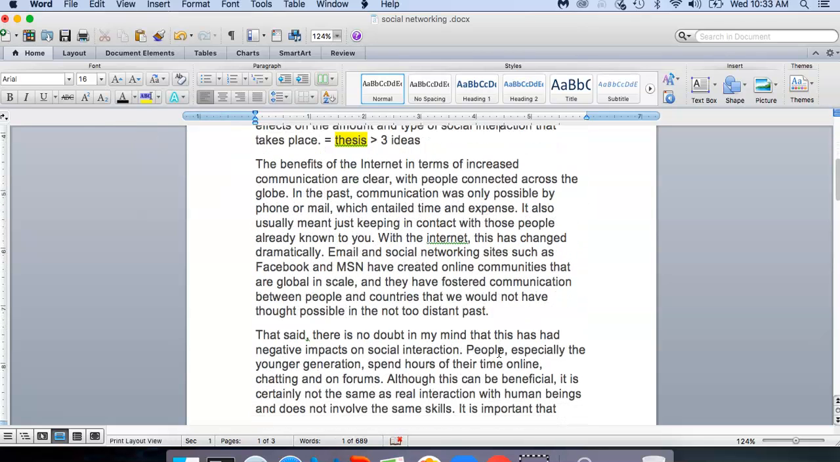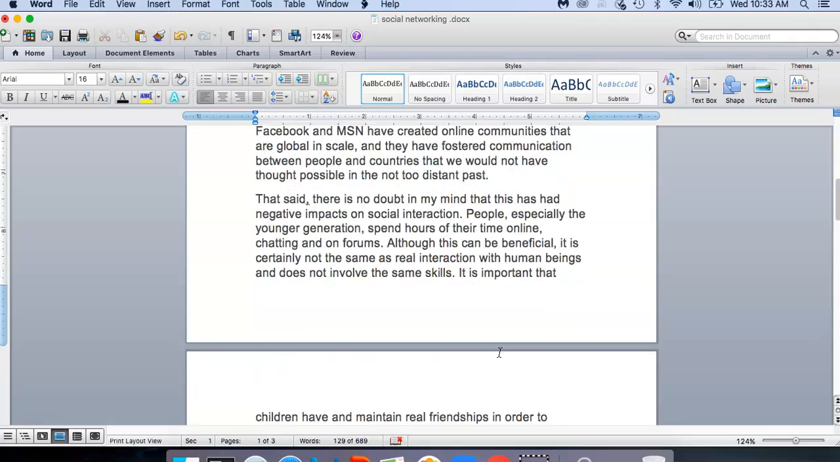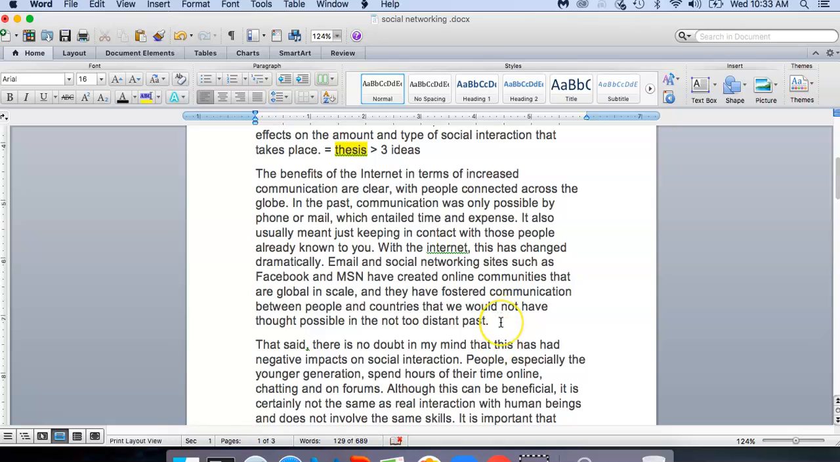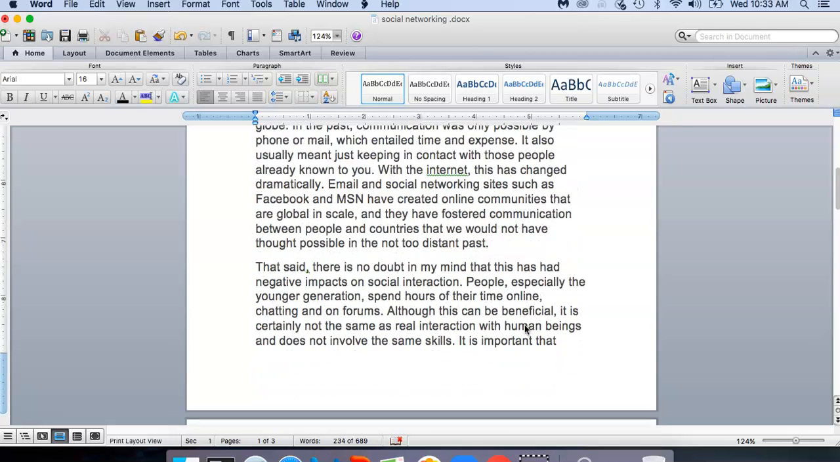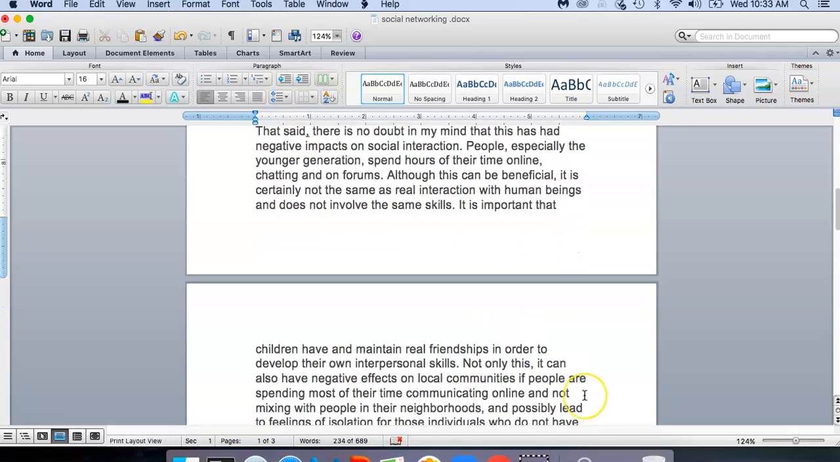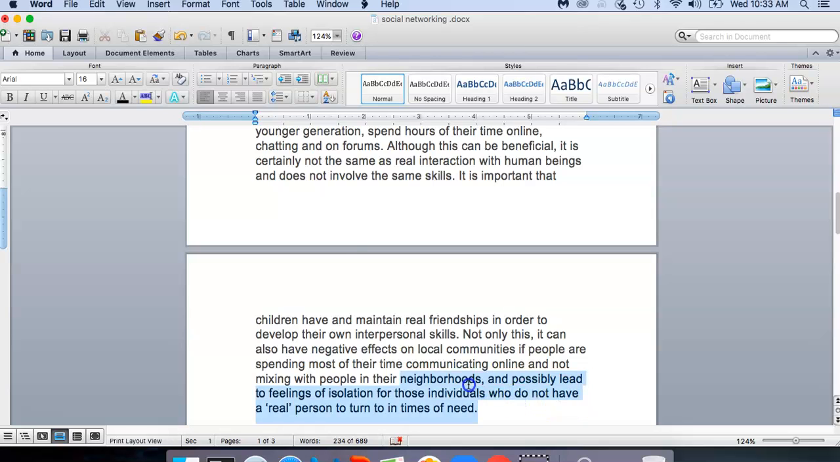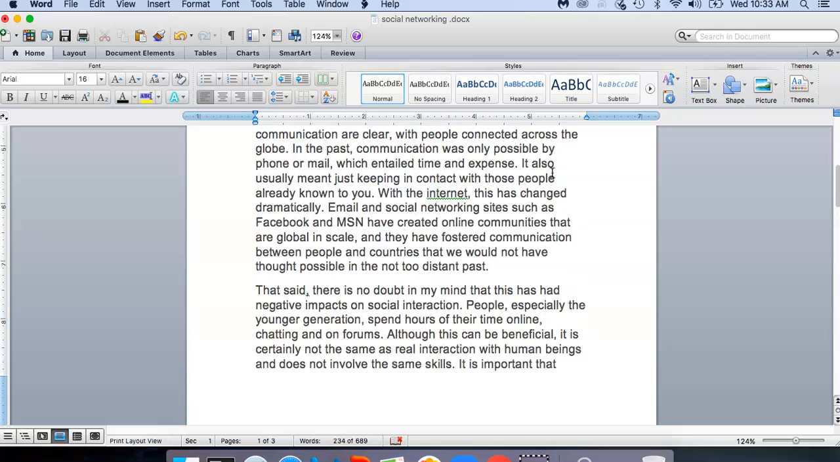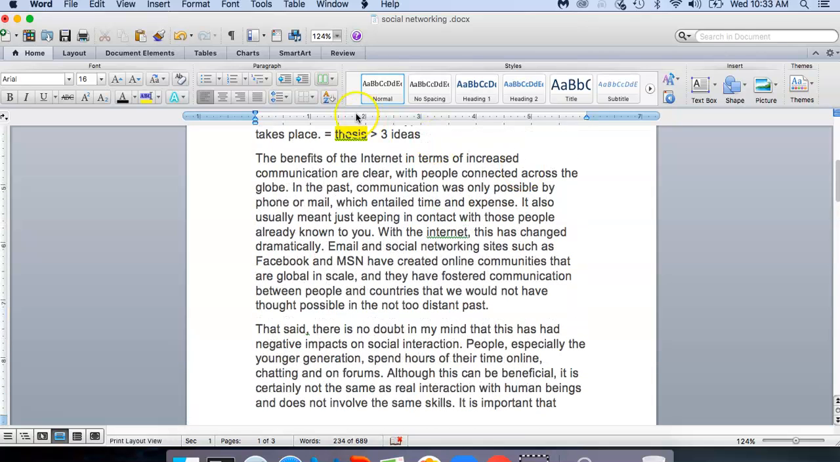Okay, so now we are in the body. For this essay, they only have two paragraphs for the body, and that's fine. This is the second paragraph, which is the body, and this is the third paragraph, which extends or goes to the next page. This is part of the body also. So let's see what they say. Okay, and then we go back to the thesis statement. It'll just be 2 ideas because they only have 2 paragraphs in the body.